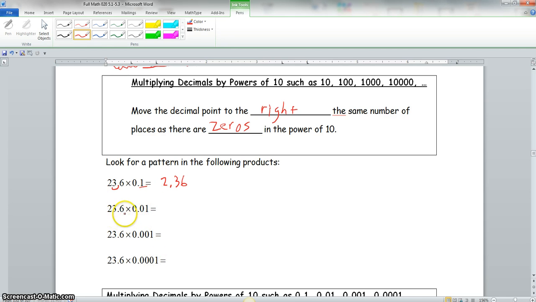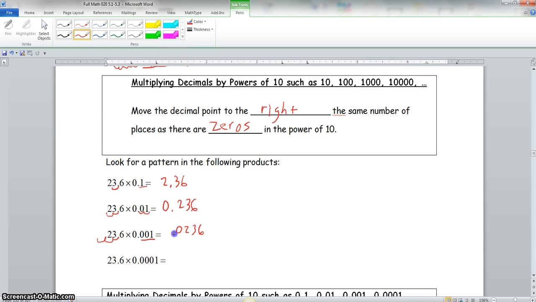So this is what we do here, the next problem. We have 2 digits behind the decimal, so we have to move this decimal 2 places. We don't move this decimal 2 places to the right. We move this decimal place 2 places to the left. So it'll be 0.236. Now we come down here. We have 3 digits behind the decimal, so we move this decimal to the left 3 places. Now if you notice, we don't have anything for this 3rd place, so we replace that 3rd place with a 0.